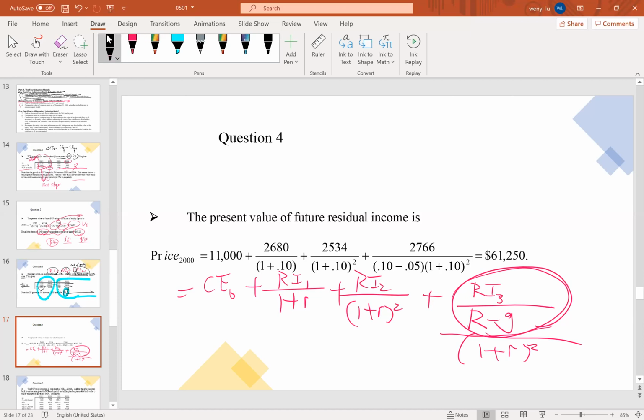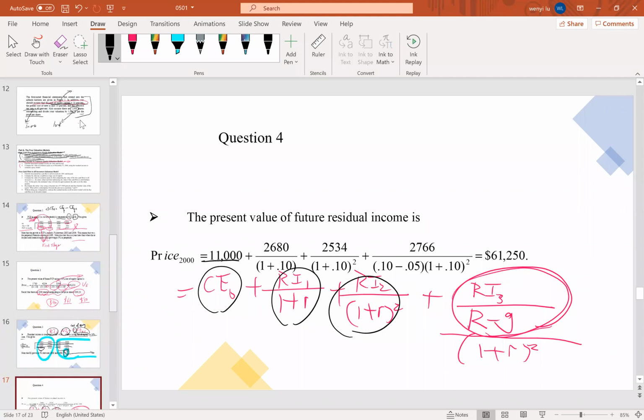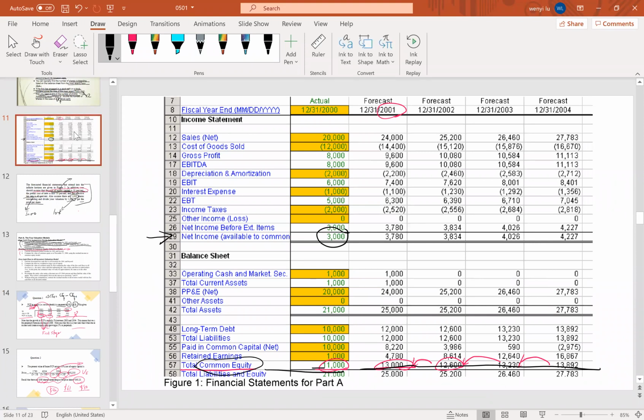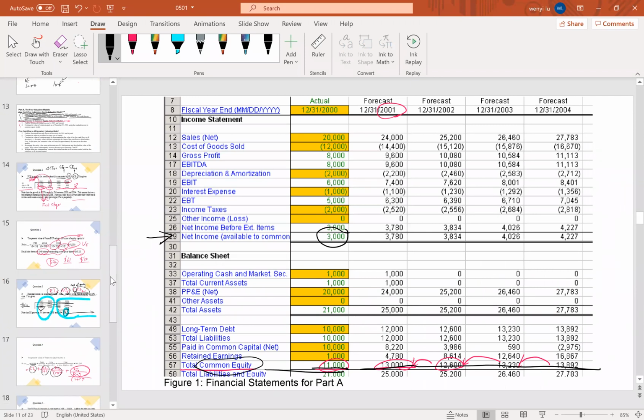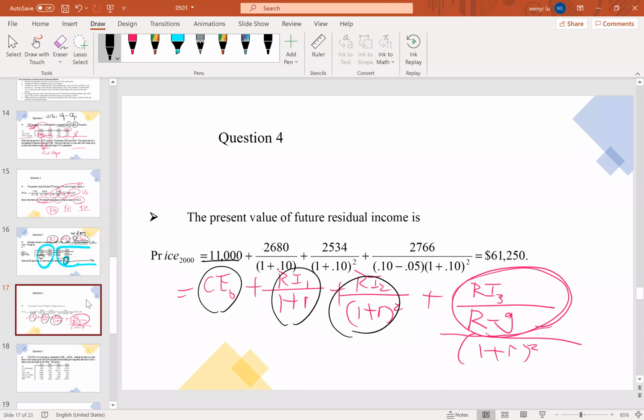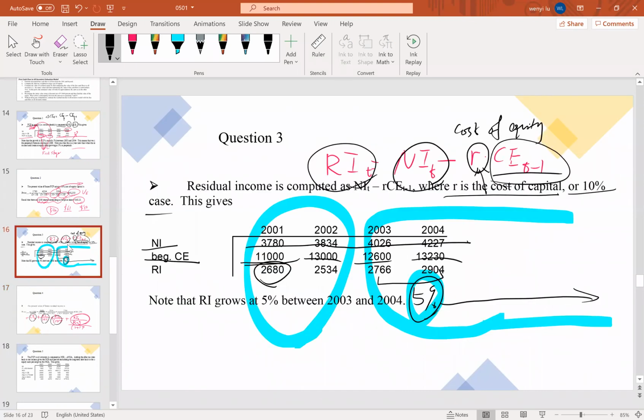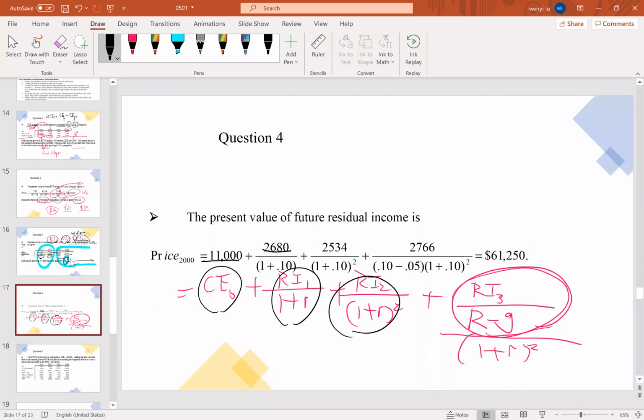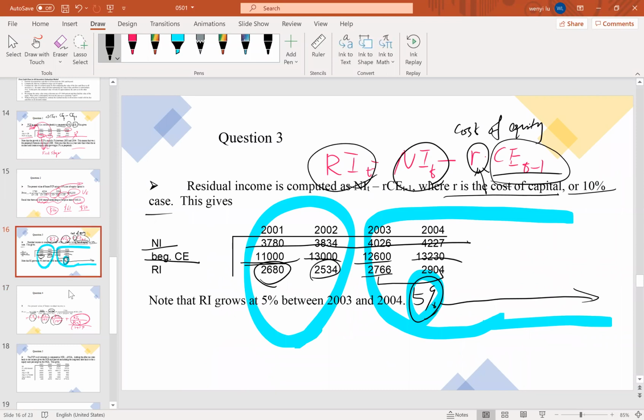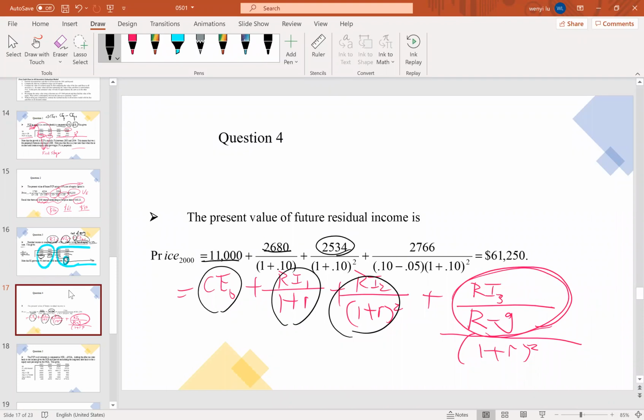So you can plug the numbers into our formulas. This is the common equities at time 0. Let's go back to our financial statements. You can see our questions: the common equities at time 0 is 11,000. That's why you have $11,000 in these formulas. And also this residual income you solve in 2001: 2,680, and the next year will be 2,534. The remaining residual income will be 2,766, and this amount will grow with 5%. So we have 10% minus 5% over 1 plus R squared. R is the cost of capital, 10%. So that's why you have these calculations.